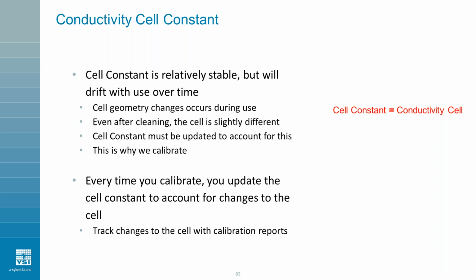When we calibrate, we update the cell constant based on the changes in the cell. If you are using YSI software or a handheld, every calibration report will display the new cell constant value, which is great for tracking changes to the sensor.